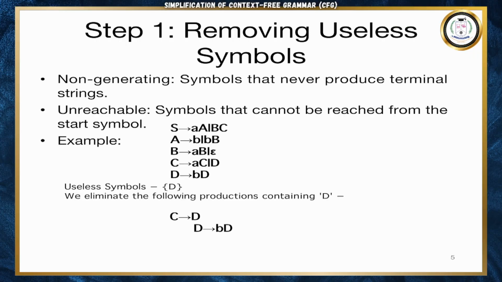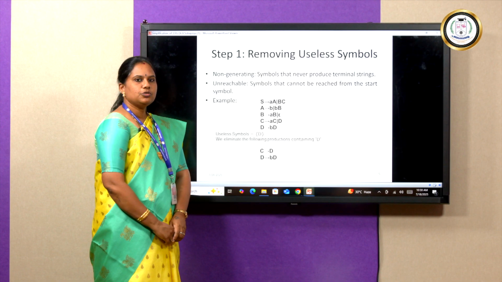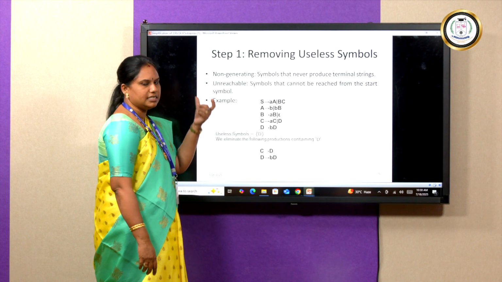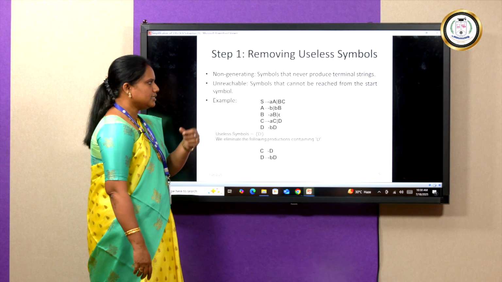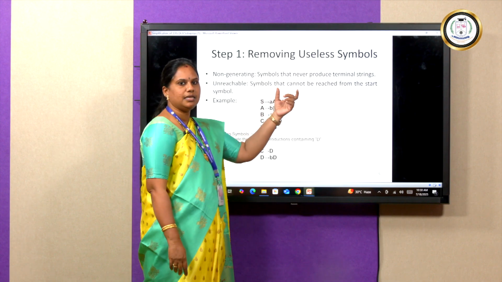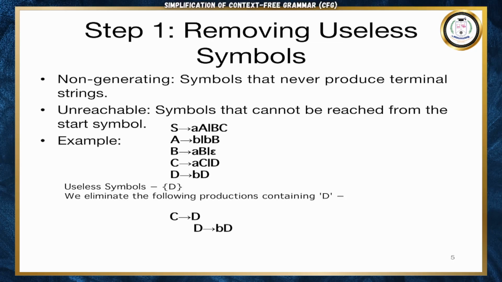The first step is removing the useless symbols. There are two kinds of useless symbols, which we call either a non-generating symbol or an unreachable symbol. The non-generating symbol is any symbol which does not produce terminals as a string, and an unreachable symbol is a symbol that cannot be reached from the start symbol.